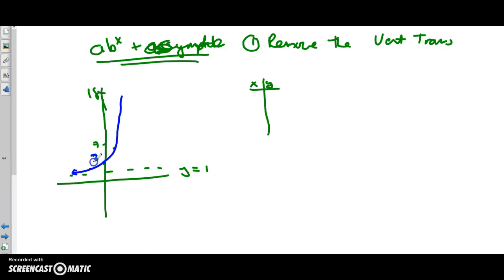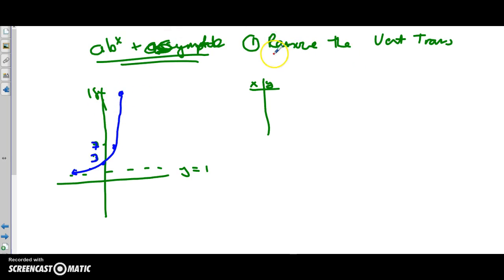It goes to this point at 3. It goes up to 0, 3. The next point is 1, 7. And the third point on this line is 2, 19. Okay, but I didn't write them here because I didn't have too much stuff here.